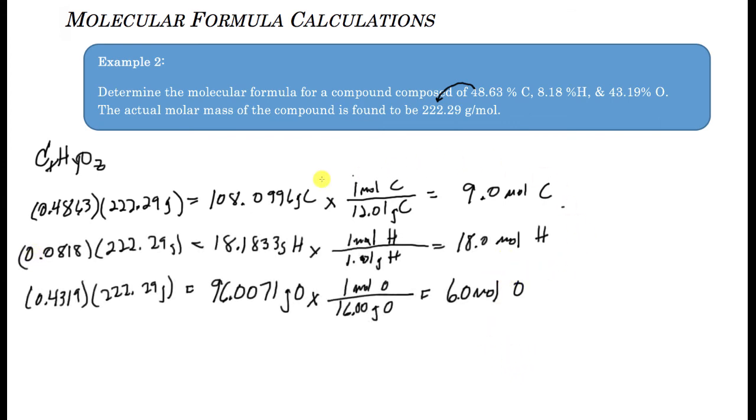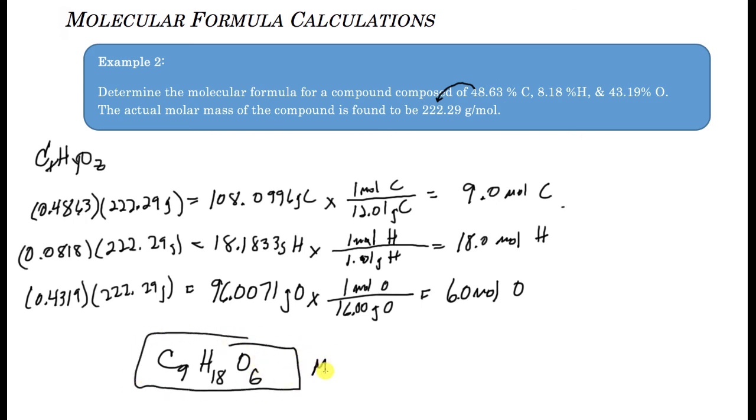Okay, so take a look. After doing all those calculations, what I end up with is 9 moles of carbon, 18 moles of hydrogen, and 6 moles of oxygen, which is my molecular formula. So by having the information given as it is, where I have the formulas, the percentages and the molar mass of the actual compound, this method will work every single time.